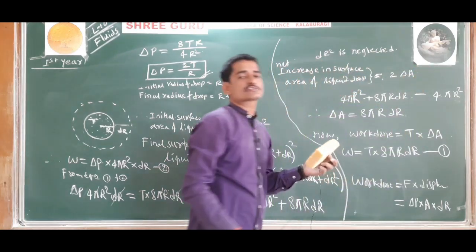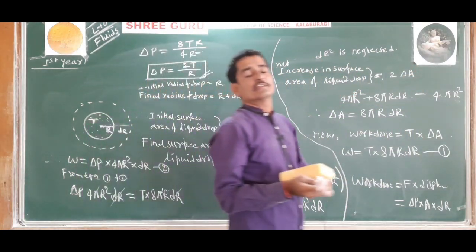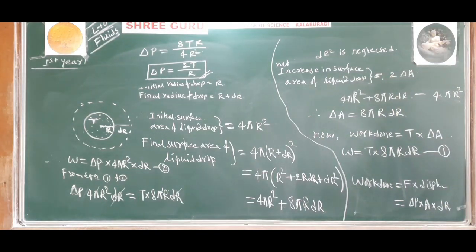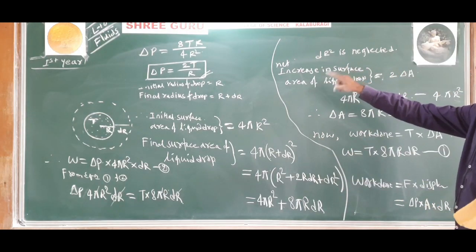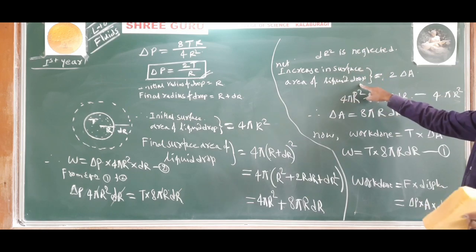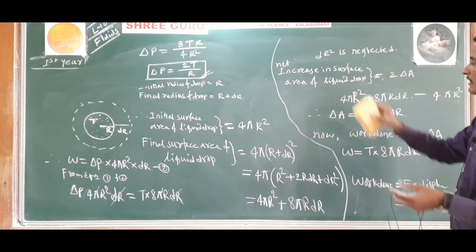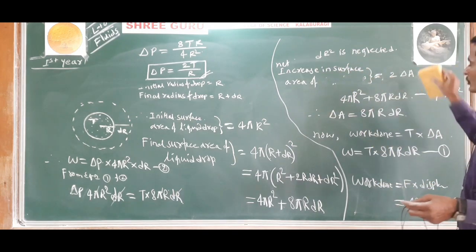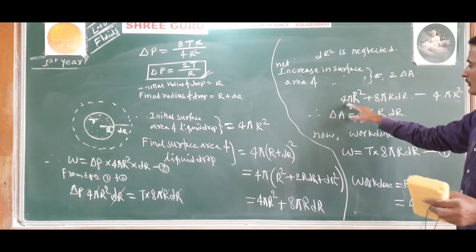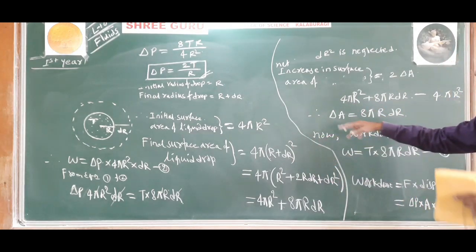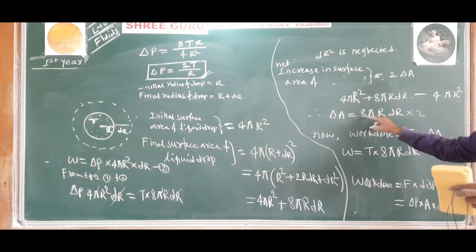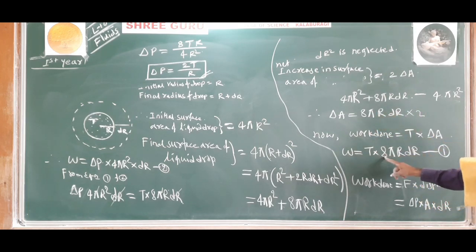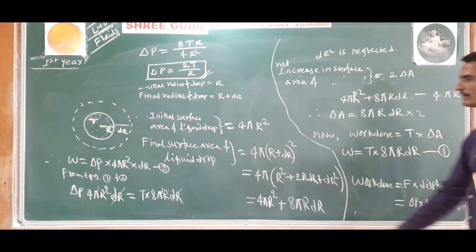Why do you have to write it as 2 into delta A? Because a soap bubble has two surface areas. So the net increase in surface area of the soap bubble, not liquid drop, is equal to 2 into delta A. That is, you will get the same expression only multiplied by 2. So this will come out to be 16, and the remaining things are the same.